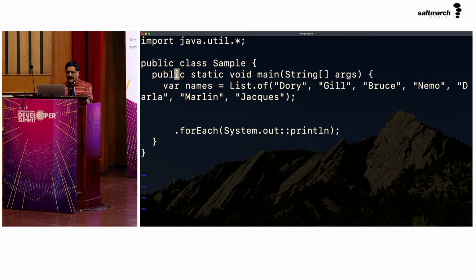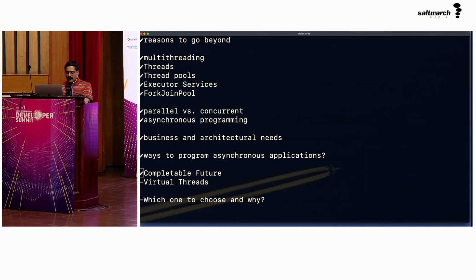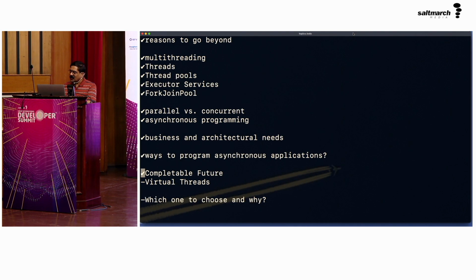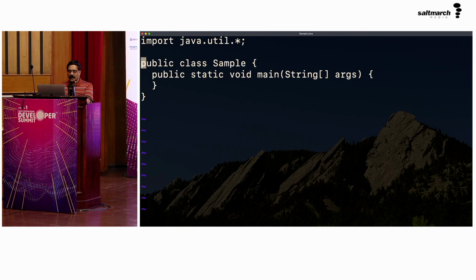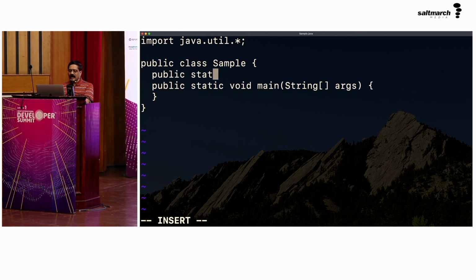But that's parallel. That's what you said. What about asynchronous code? What are we going to do for it? So let's take an example. Let's say public static String fetch.